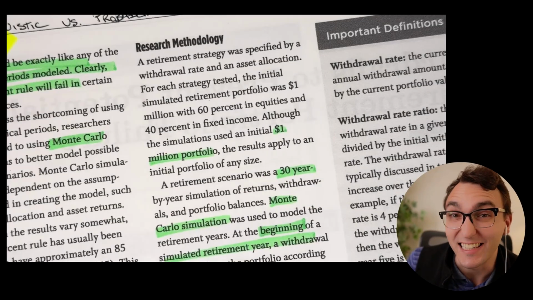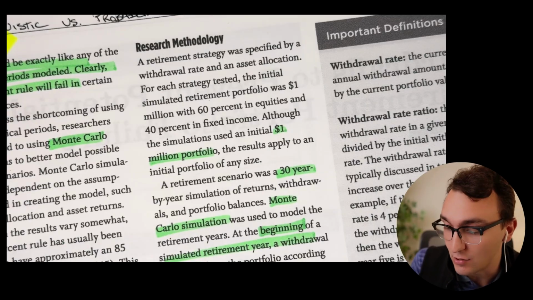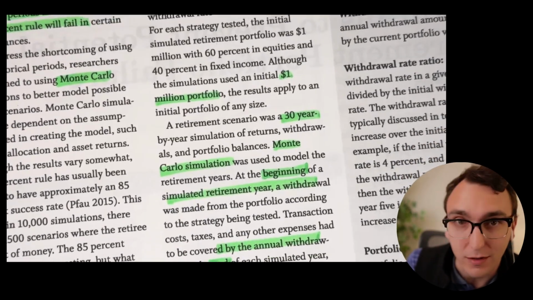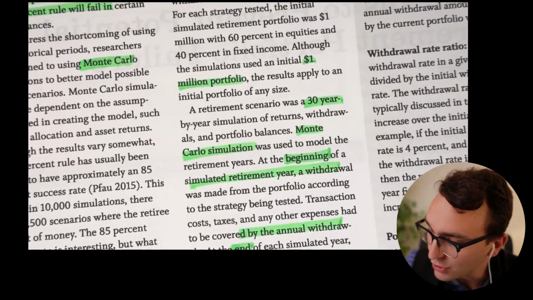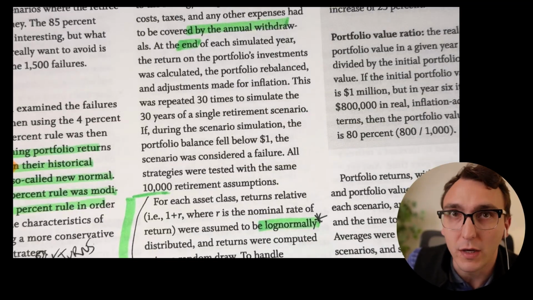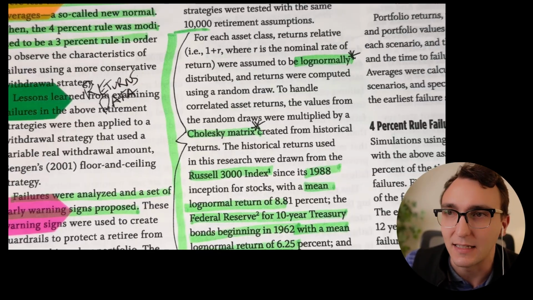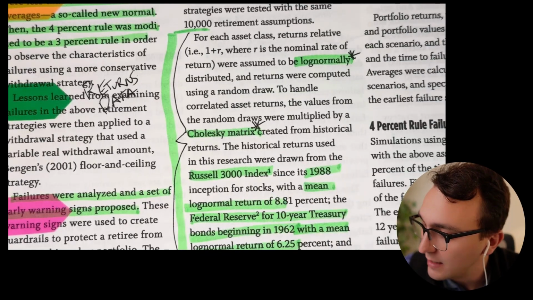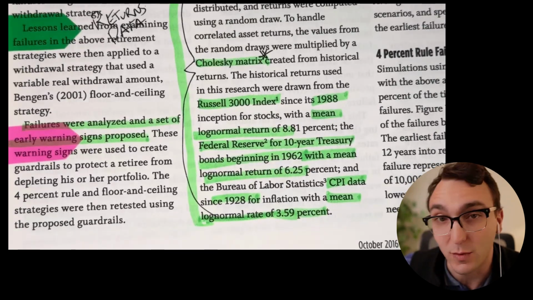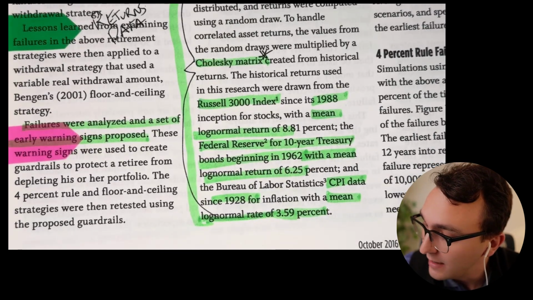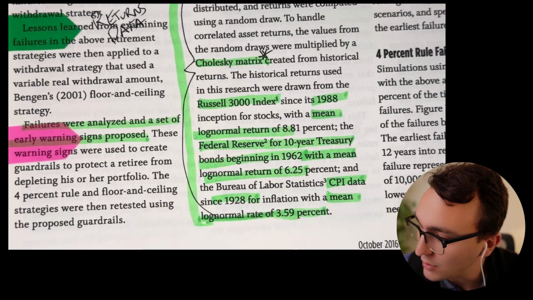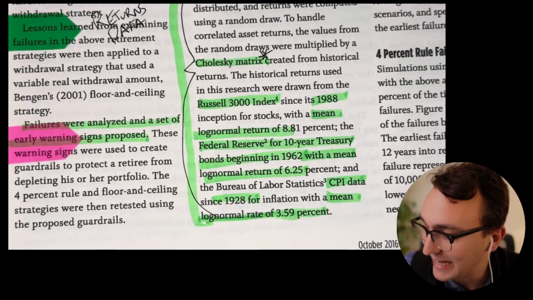All right, let's take a look at the key assumptions and some of the research methodology that they used in the paper. So it's a $1 million portfolio. They used a 30-year time horizon, just like Benjamin did. Monte Carlo simulation, we talked about that. They also considered the timing of when withdrawals were made and when returns were applied to the portfolio. And then for how the asset classes interacted with each other, they used a Cholesky matrix here. We'll talk about what that is. And then for returns data, they used the Russell 3000, started in 88. The mean log normal return was just shy of 8.9%. Then they used the Fed 10-year and CPI data.